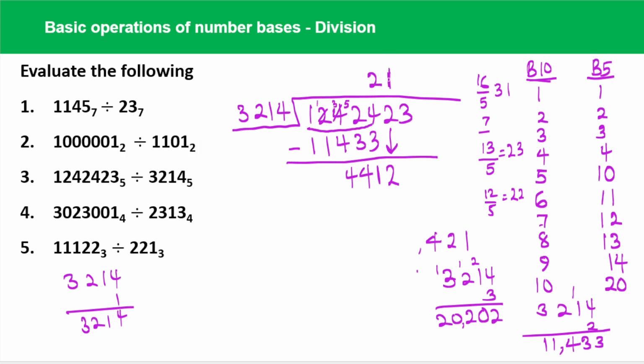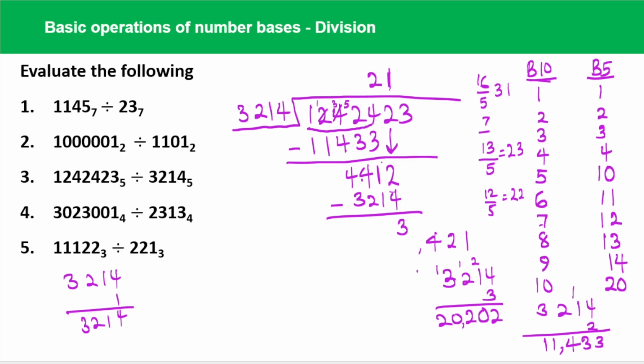Then the 1 here times 3214, that will give us 3214. Again, we subtract to get our remainder. Remember, we're subtracting in base 5, so we borrow 1 from this, that becomes 5. So 5 plus 2, that will give us 7. 7 minus 4 will give us 3. We have borrowed 1 from this, so this remaining 0. 0 minus 1 is impossible.